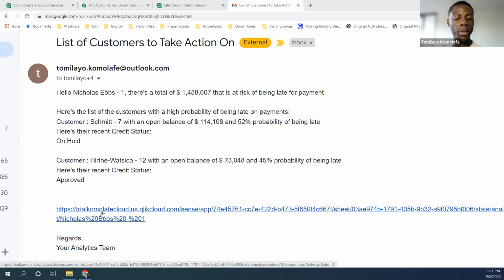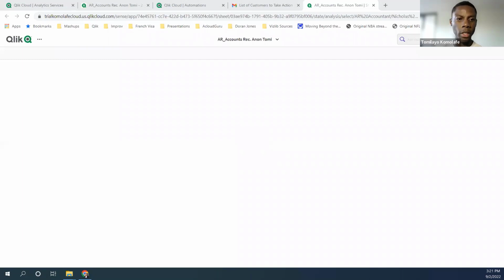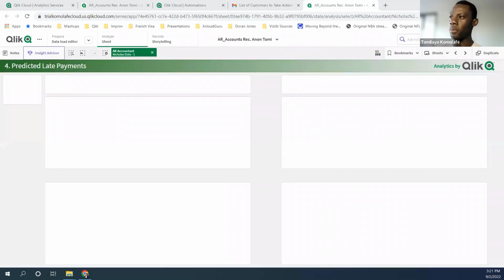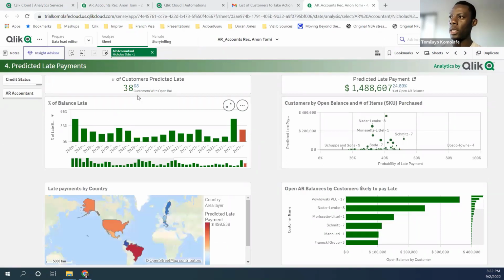I'm going to click on this link where I'll be taken to the relevant dashboard with the insights and selections filtered for just me. So as this opens up in this new link, I'll give you a brief preview or explanation of what you're seeing. So we saw in the email there were two customers that we targeted as most critical. However, there are about 38 of the 68 customers we think will be late overall. We just noted that two of those are critical customers to target.